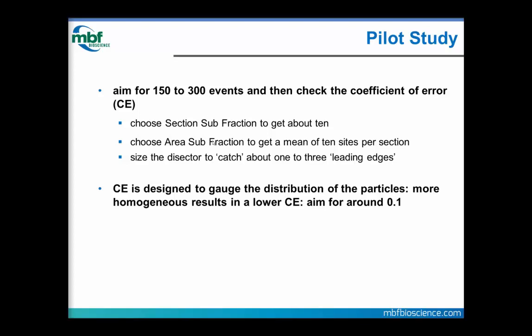Then we can look at a formula called a coefficient of error, which is designed to gauge whether the distribution of the particles is homogeneous or more clumped. And the lower the CE, the coefficient of error, the more likely the chance that you got a good snapshot of what's going on, and you'll be able to see a difference, if there is one, between your groups.